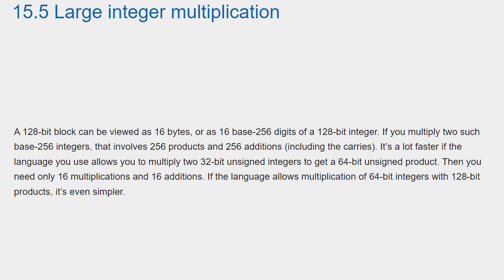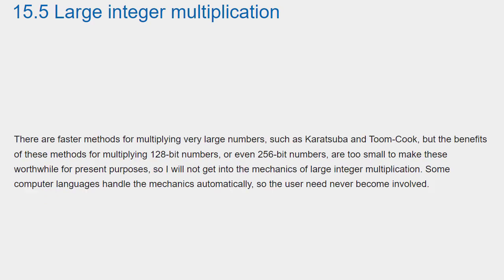A 128-bit block can be viewed as 16 bytes or as 16 base 256 digits of a 128-bit integer. If you multiply two such base 256 integers, that involves 256 products and 256 additions, including the carries. It's a lot faster if the language you use allows you to multiply two 32-bit unsigned integers to get a 64-bit unsigned product. Then you need only 16 multiplications and 16 additions. If the language allows multiplication of 64-bit integers with 128-bit products, it's even simpler.